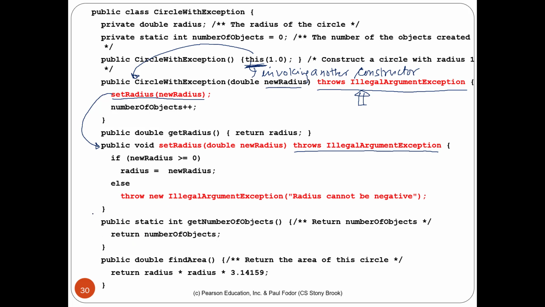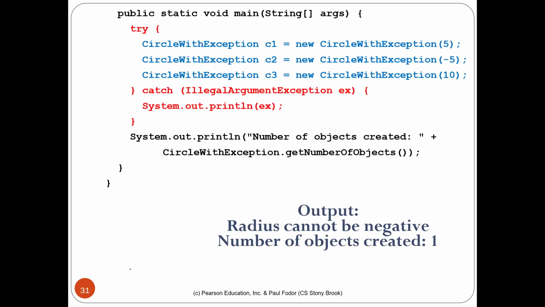Alright, then the other two methods are just simple as we had. So you have a static method to get number of objects. Number of objects you are updating in the constructor. If you create a new object, you need to update this number of objects, because that is capturing how many objects you created of the type circle with exception. This is a different class, circle with exception. Now you can write the find area as well.